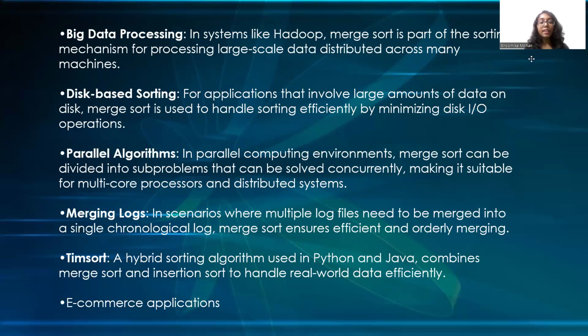Coming to parallel algorithms, in parallel computing environments, merge sort can be divided into subproblems that can be solved concurrently, making it suitable for multi-core processors and distributed systems. Another application of merge sort is merging logs, in scenarios where multiple log files need to be merged into a single chronological log, merge sort ensures efficient and orderly merging. Coming to TimSort, a hybrid sorting algorithm used in Python and Java, combines merge sort and insertion sort to handle real-world data efficiently. And it is also used in e-commerce applications.